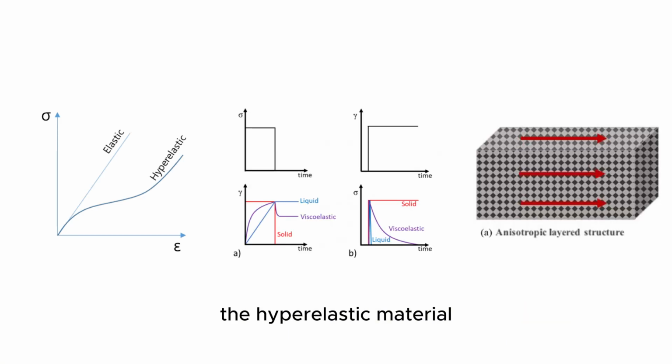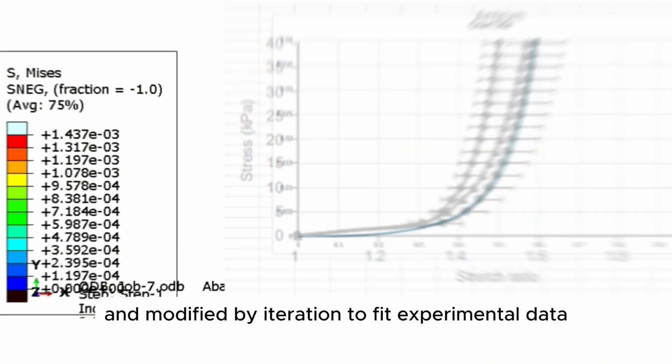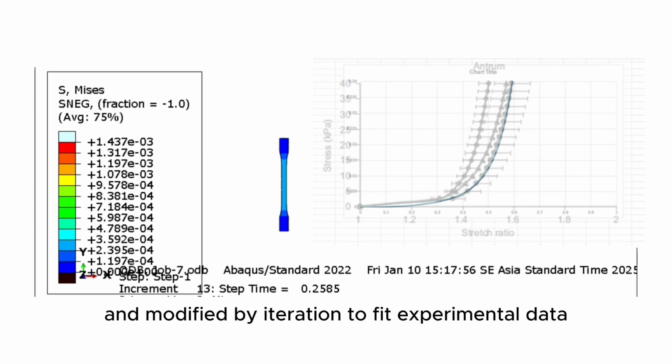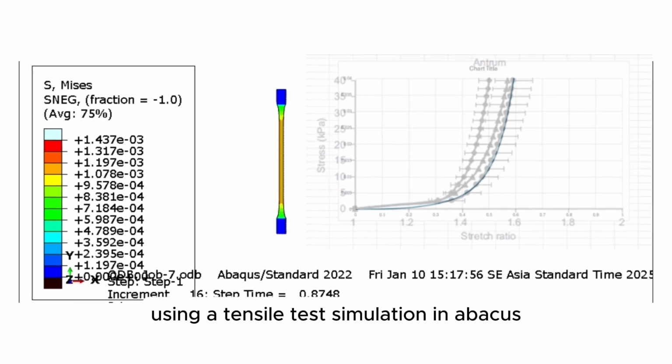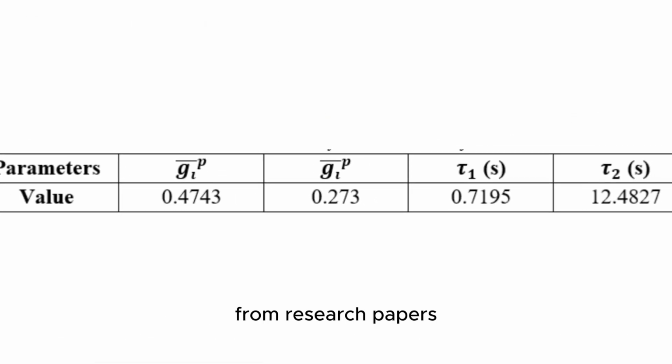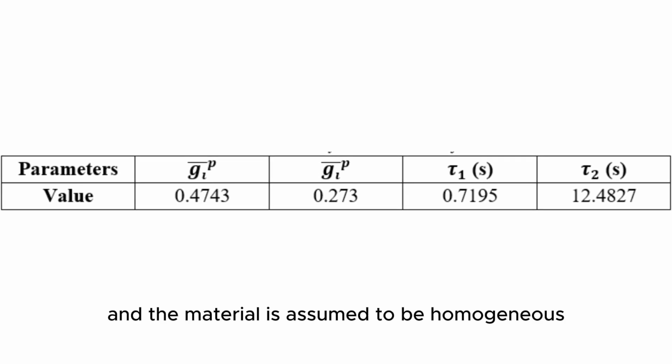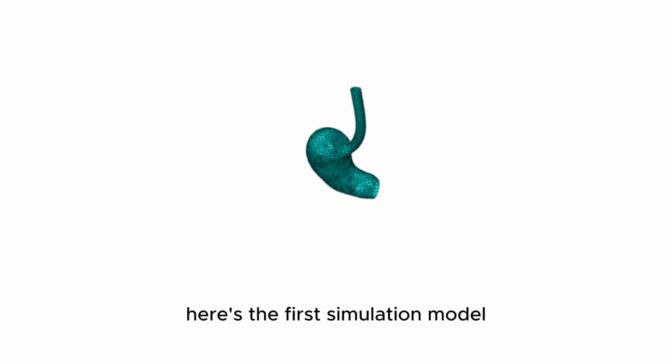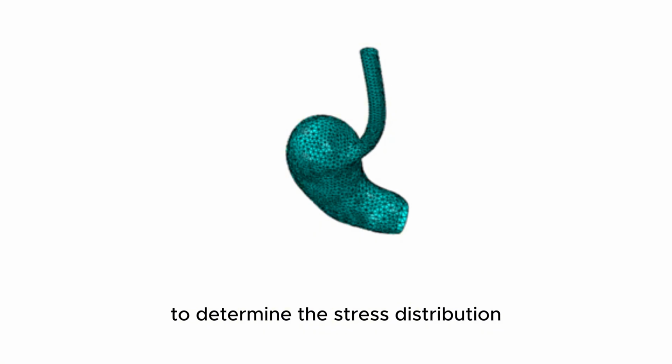The hyperelastic material properties are determined using data from research papers and modified by iteration to fit experimental data using a tensile test simulation in Abaqus. The viscoelastic properties are determined from research papers, and the material is assumed to be homogeneous on the stomach. Here is the first simulation model to determine the stress distribution.